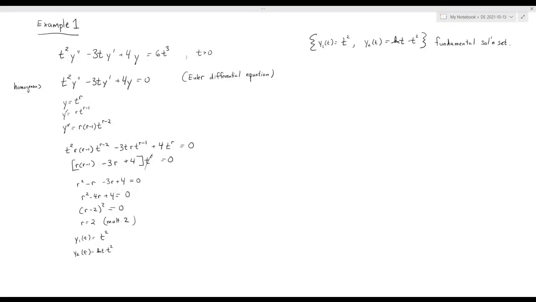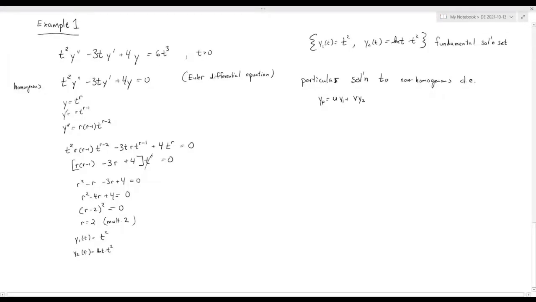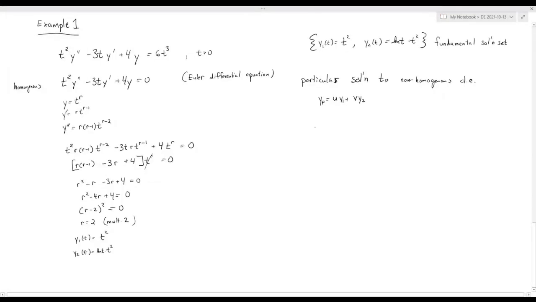So of course now we're looking for the particular solution. We're going to assume that the particular solution is some combination of the fundamental solution set, where the coefficients are not constants, but rather functions. u and v are functions of the independent variable t. And we found that we had a further assumption. So I'm just going to go ahead and use the formulas to get u and v.